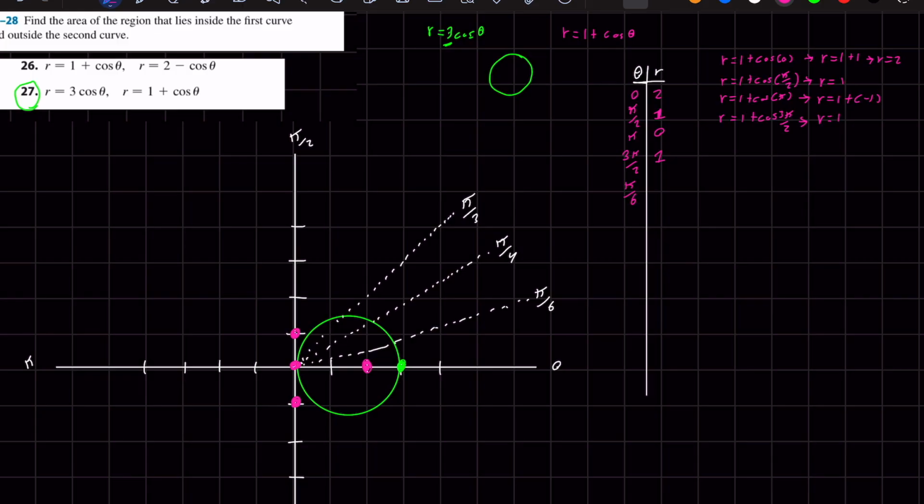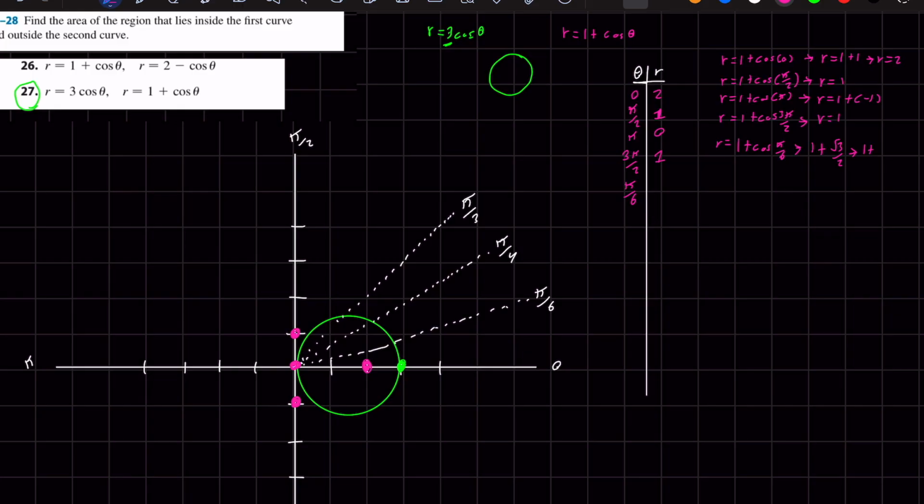When you plug in pi over 6, we get r equals 1 plus cosine of pi over 6. The cosine of pi over 6 is radical 3 over 2. So this is 1 plus radical 3 over 2. Now, I know that radical 3 over 2 is roughly 0.87, but you don't have to know that. All you have to know is that it's bigger than radical 2 over 2, and radical 2 over 2 is bigger than 1/2. So it's definitely not 0.5, and it's a little bigger. It's somewhere around there. You don't have to be super precise. Just know where it kind of lies. But it is useful to know that it is closer to 0.87.